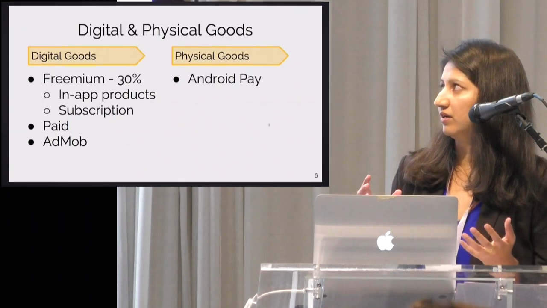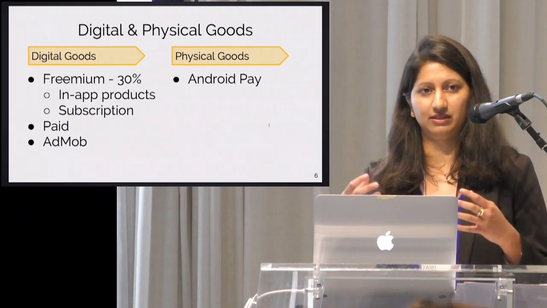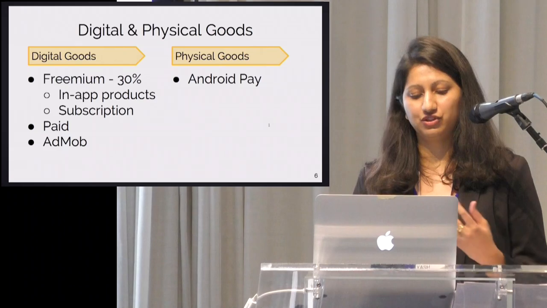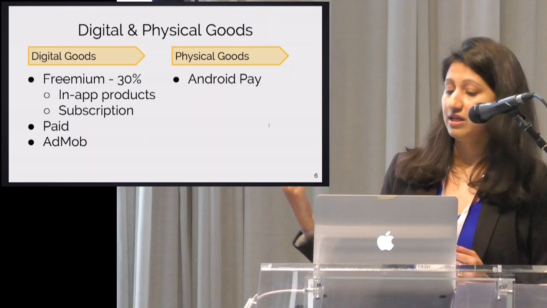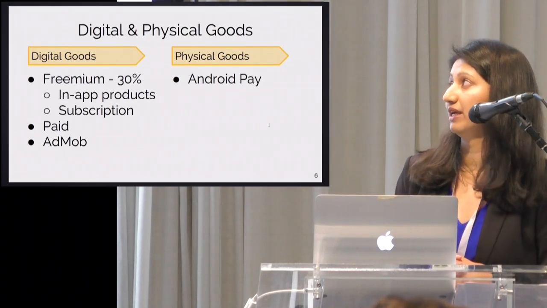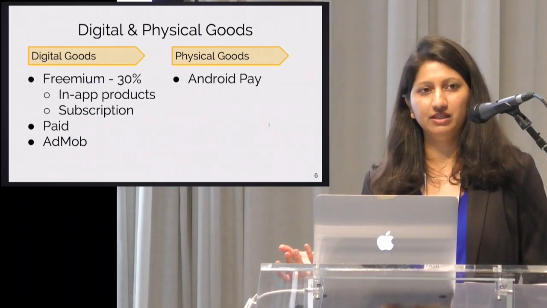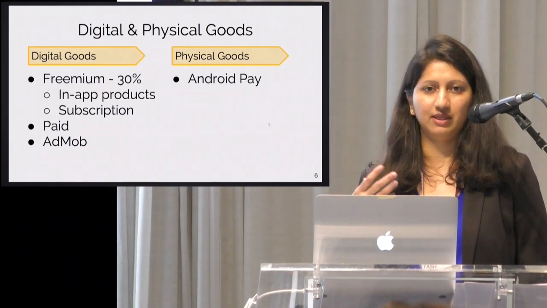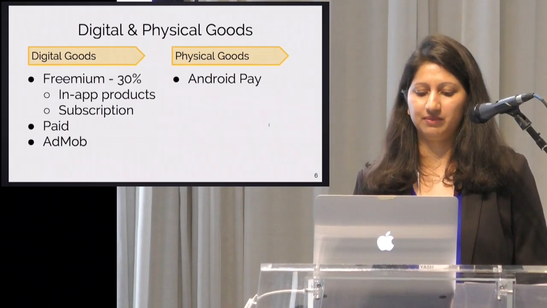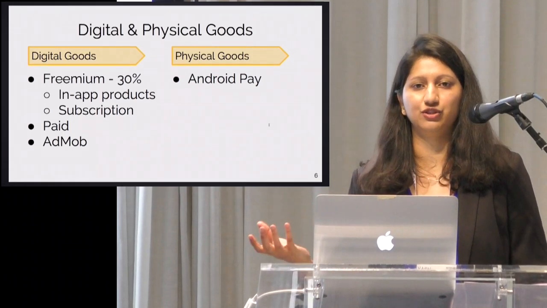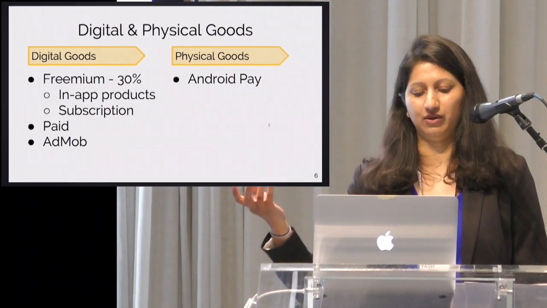So Google differentiates what kind of payment system you can use based on the type of goods. If it's digital goods, then you would go with these three models: freemium, paid, or AdMob. If it's physical goods, you would go with Android Pay. So freemium is a pricing strategy where apps are available for free to your user once they download it from the Play Store, but certain parts of it are locked. So you could have something like a premium TV show on your app that is locked to your users and they need to pay for it within your app.